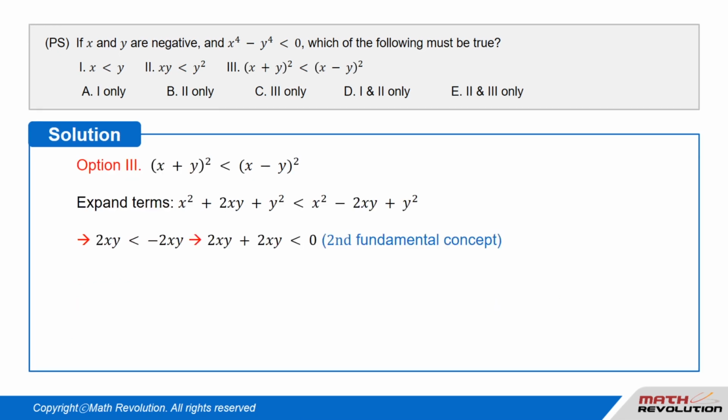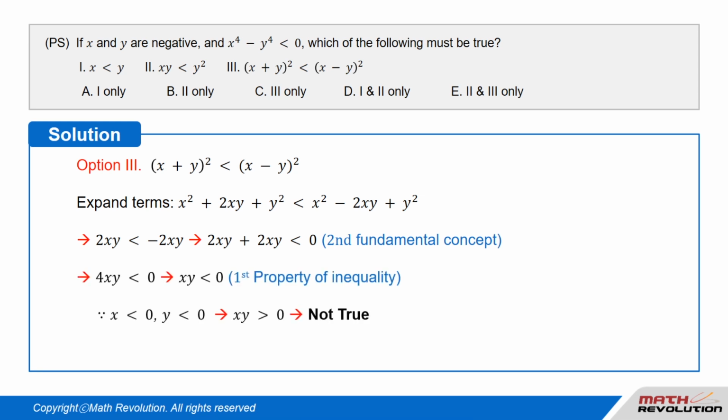Option 3, (x plus y) whole squared is less than (x minus y) whole squared. Now let us expand the terms in the inequality. We get x squared plus 2 times x times y plus y squared is less than x squared minus 2 times x times y plus y squared, or 2 times x times y is less than negative 2 times x times y, or 2 times x times y plus 2 times x times y is less than 0, by the second fundamental concept. This means that 4 times x times y is less than 0, or x times y is less than 0 by the first property of inequality, which is the positive rule in inequality.